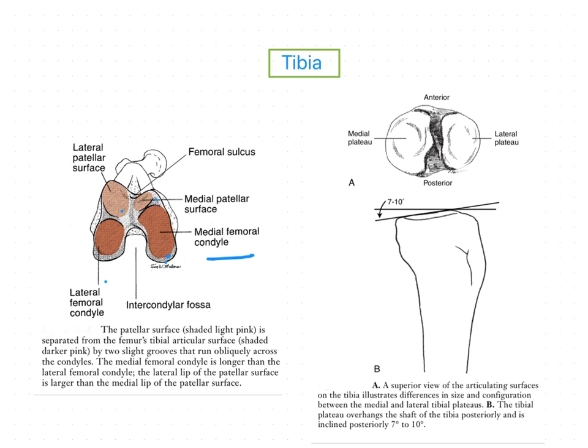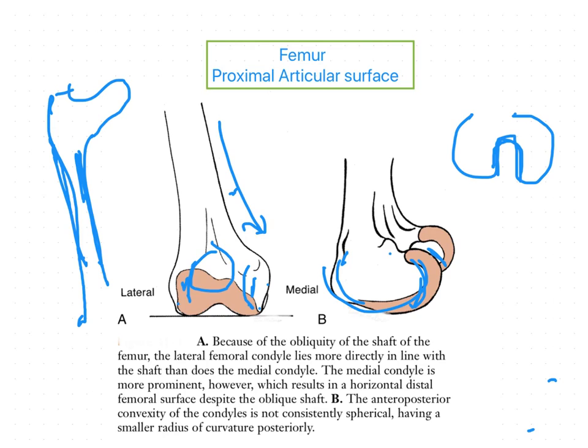This makes the femoral condyles horizontal. So this medial condyle extends further distally than the lateral. Because of that angulation of the shaft of the femur, the distal end of the femur is essentially horizontal. So this is about the proximal articular surface.